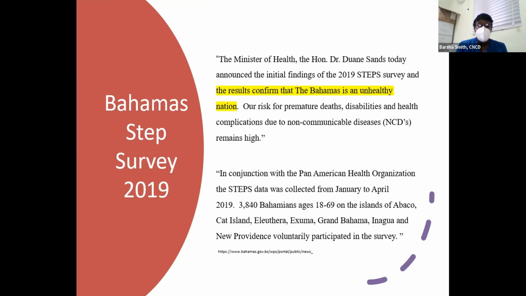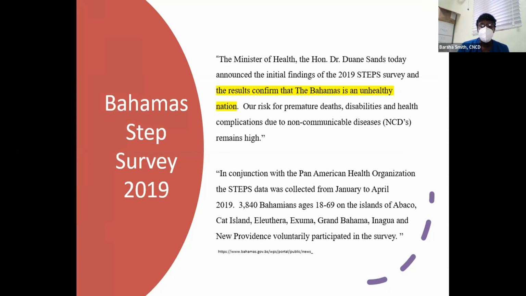You will see in yellow highlighted what Dr. Sands said. The Minister of Health, Dr. Sands, today announced the initial findings of the STEP survey, and the results confirm that the Bahamas is an unhealthy nation. That is a very strong statement. Our risk for premature death, disability, and health complications due to CNCDs continue to be high. So that is why CNCD and what is happening in terms of the management of these patients is so important. This was just 3 years ago.